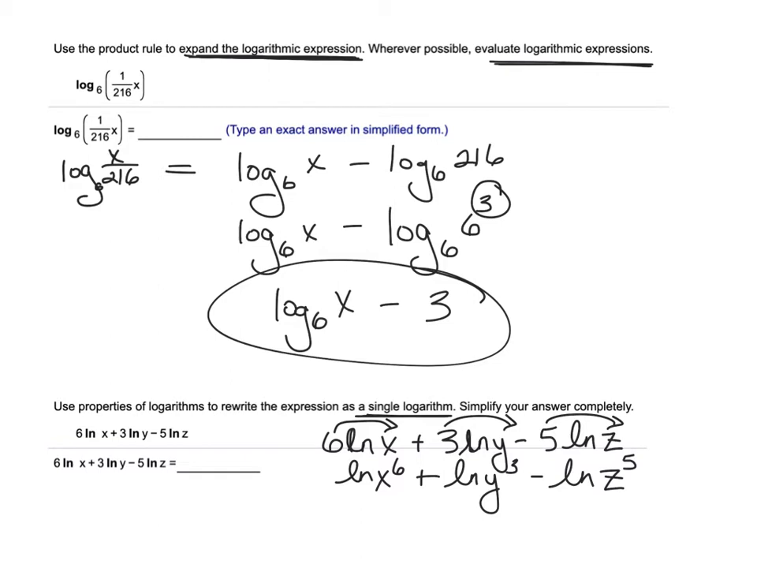Now we're ready to combine into one log. The natural log of x to the 6th times y cubed. Because of the subtraction, you divide out z to the 5th. This is my final answer.